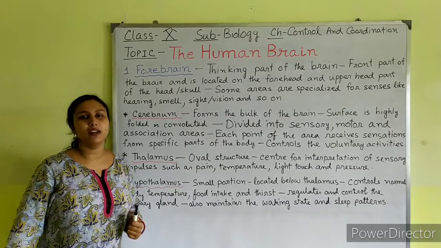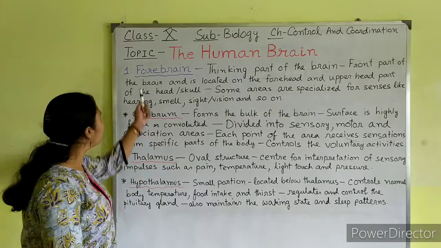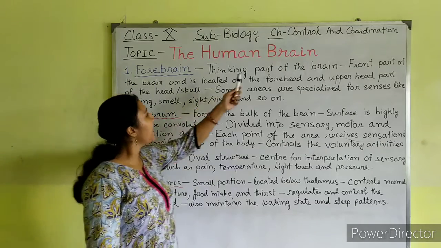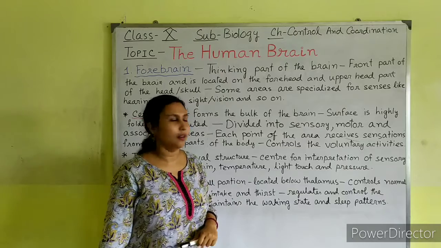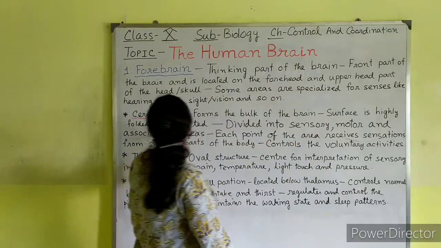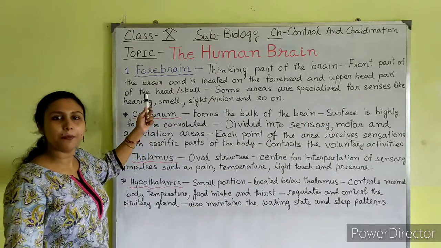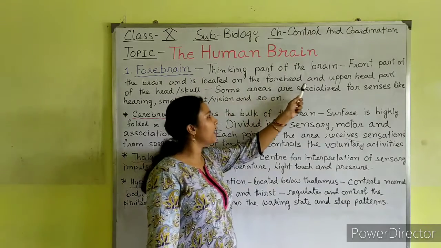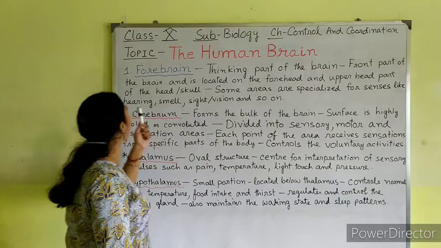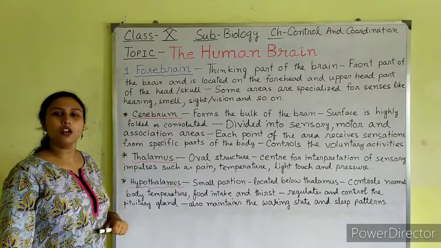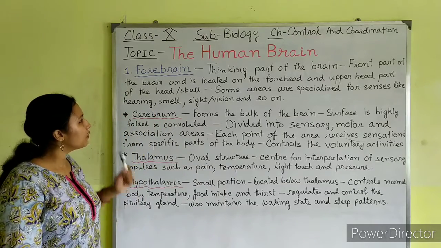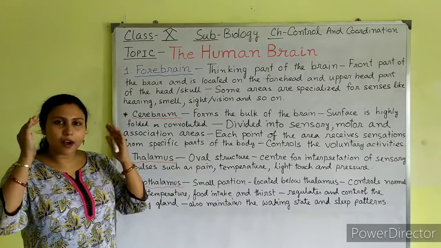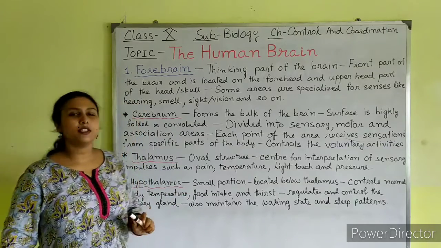So first we will learn in detail about the forebrain. The forebrain is the thinking part of the brain. It is the front part of the brain and is located on the forehead and upper part of the head or skull.